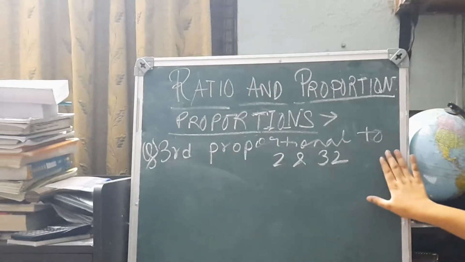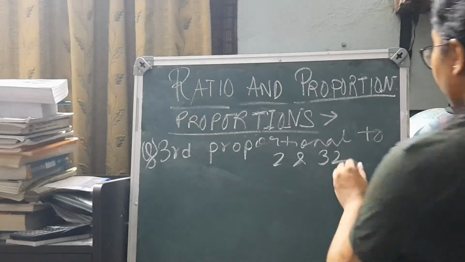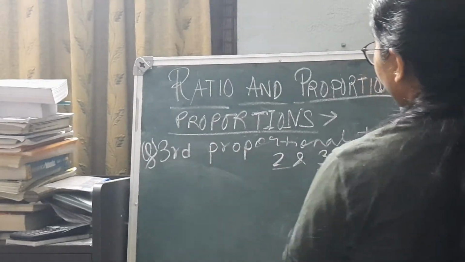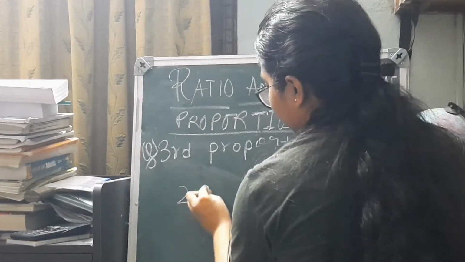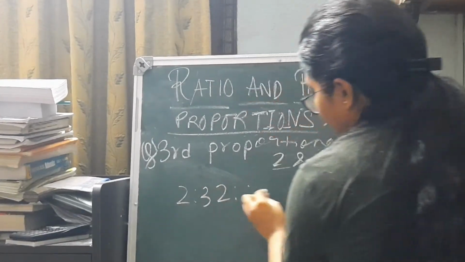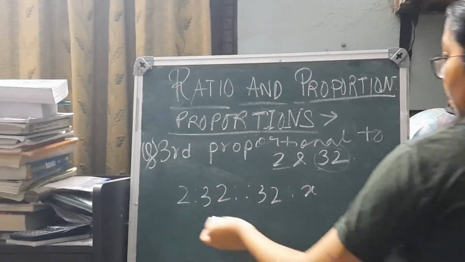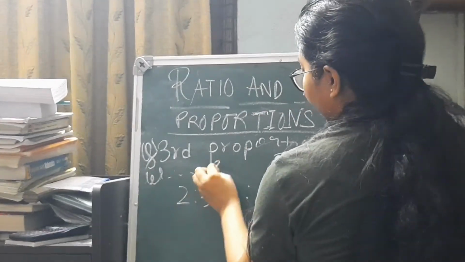In this question, it has been asked to find the third proportional to 2 and 32. Because only two values are given and it is not the fourth proportional, we have to consider that 32 is the mean. So 2 is to 32 as 32 is to x. x is the third proportional. Let the third proportional be x.